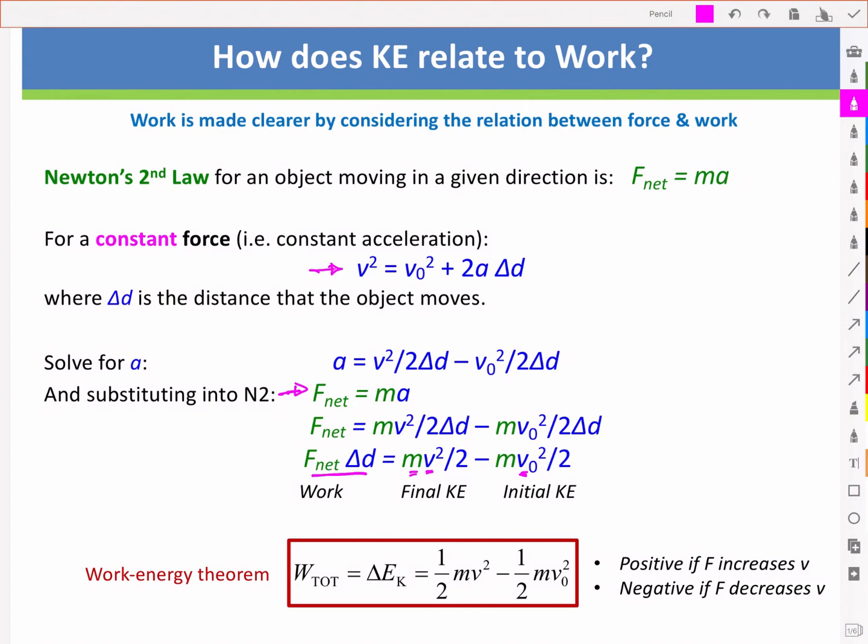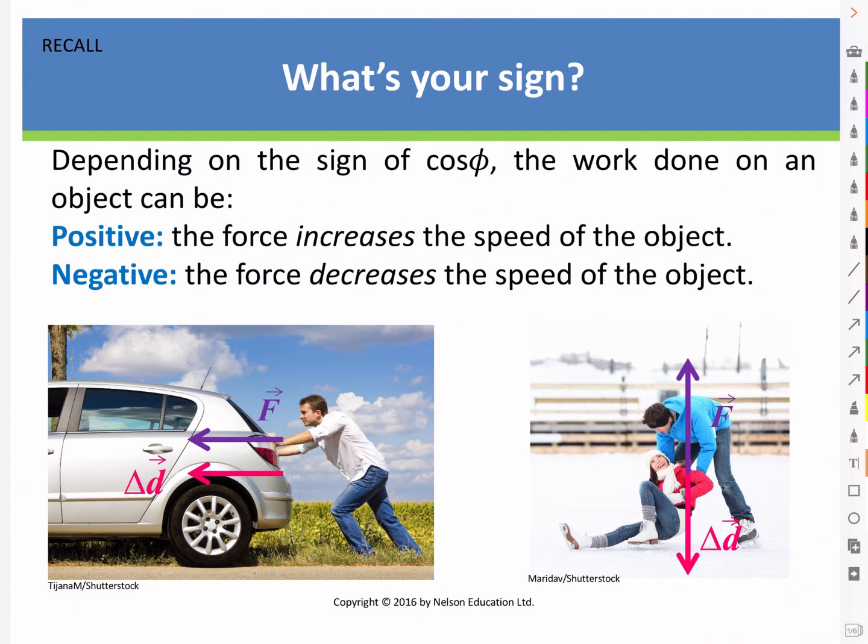This tells us that the total work done on an object by all the forces acting on it, in other words, the net force, equals the change in the object's kinetic energy. This work is positive if the speed increases, and so if the final kinetic energy is greater than the initial kinetic energy. And the work is negative if the speed decreases, so if the final kinetic energy is less than the initial kinetic energy. And this is consistent with what we learned earlier.